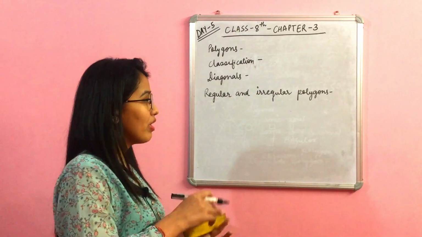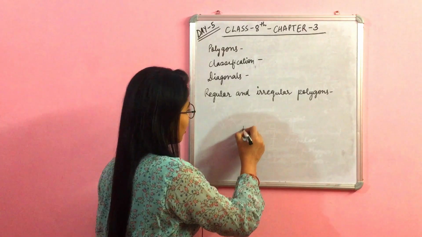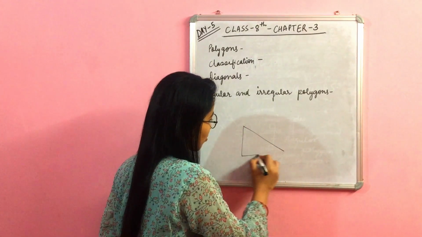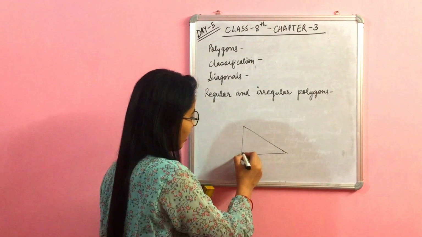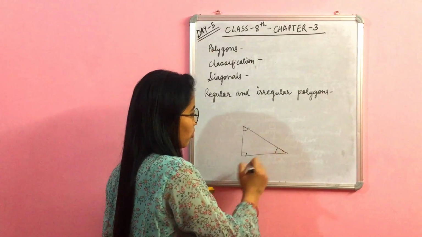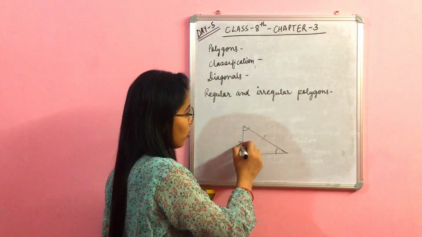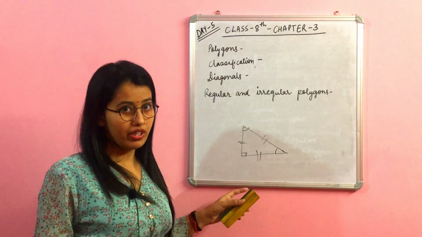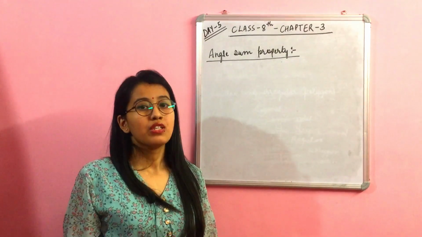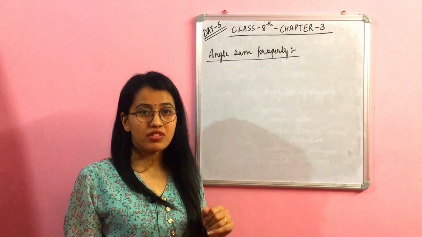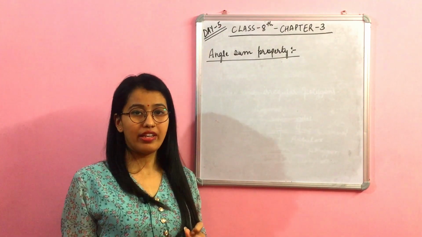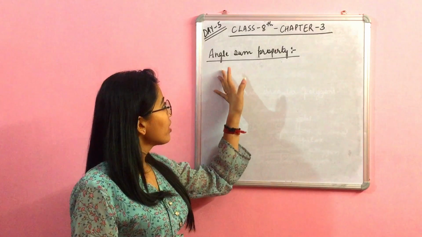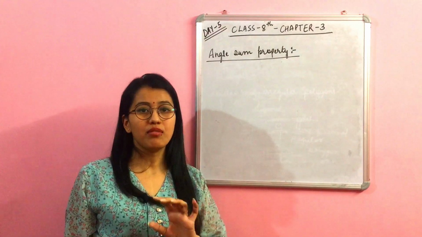Let us take one more example of an irregular polygon. Suppose I am having this triangle. If you see clearly, the angles are not equal and the sides are also not equal. So this is an example of an irregular polygon. The next topic is angle sum property in quadrilaterals. Now what do we mean by angle sum property?